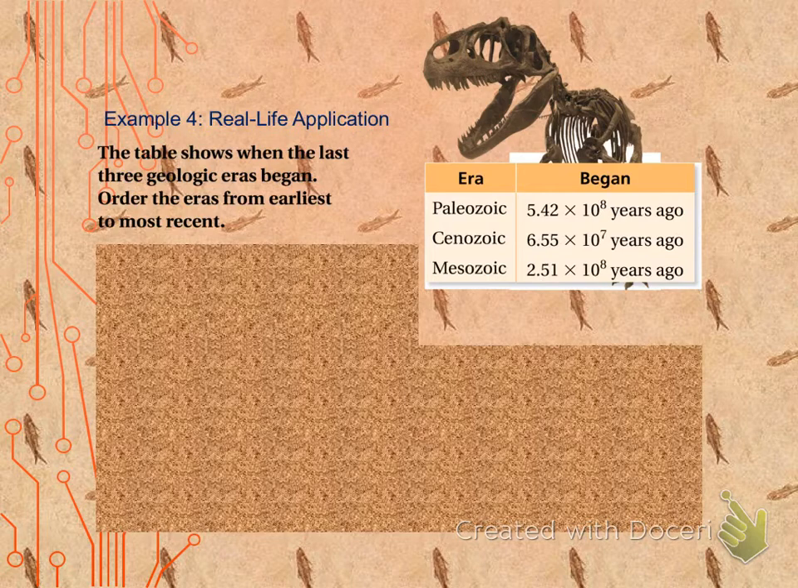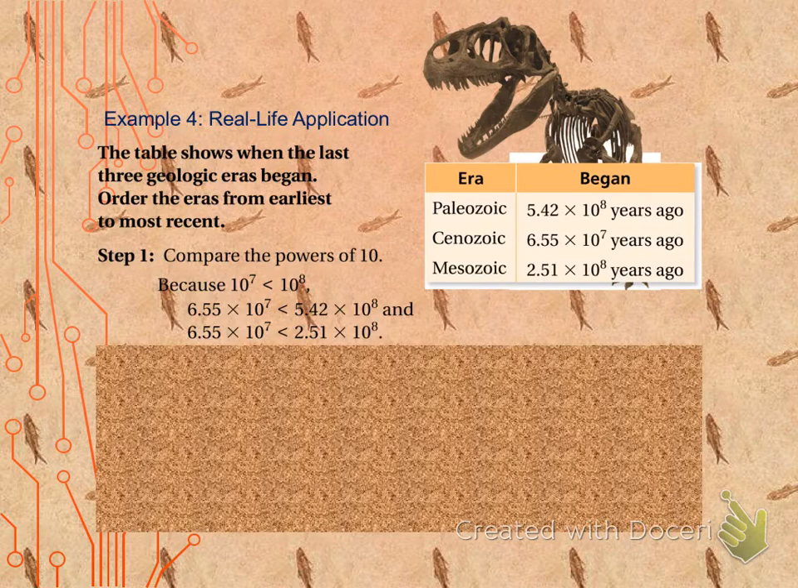Now for a real-life example here, we can use a real-life application. The table shows when the last 3 geological eras began. Order the eras from earliest to the most recent. So we are going to look at the Paleozoic, the Cenozoic, and the Mesozoic. First, you need to compare the powers of 10. Because 10 to the 7th is less than 10 to the 8th, we know that 6.55 times 10 to the 7th is less than 5.42 times 10 to the 8th. And 6.55 times 10 to the 7th is less than 2.51 times 10 to the 8th.